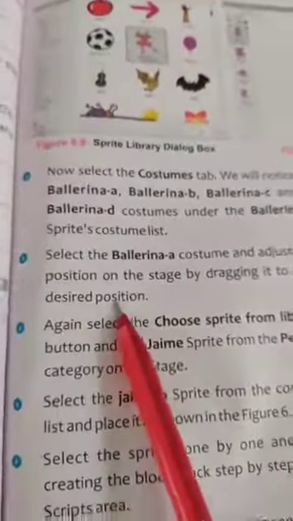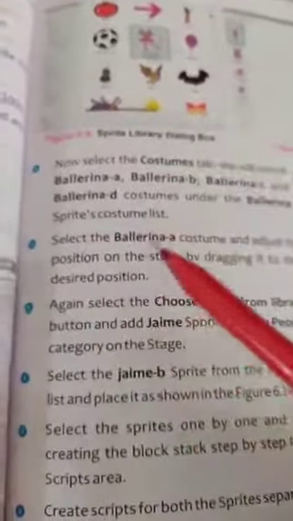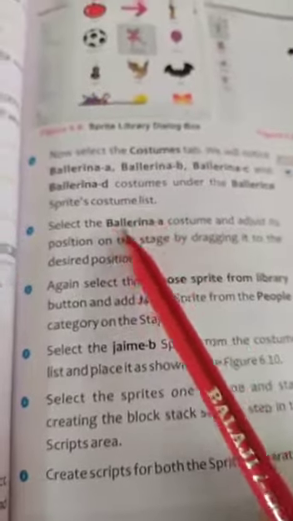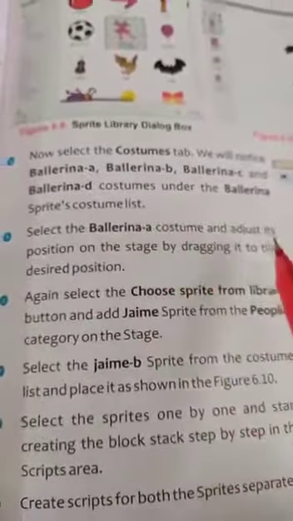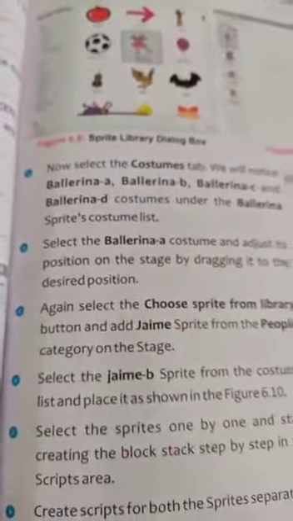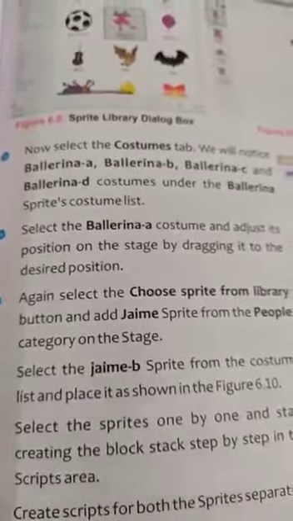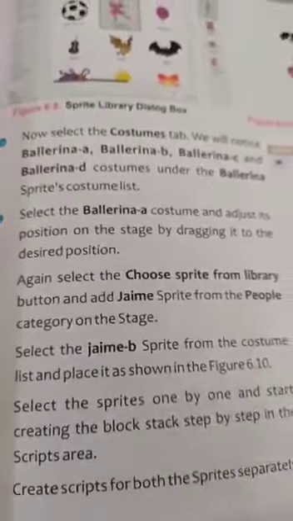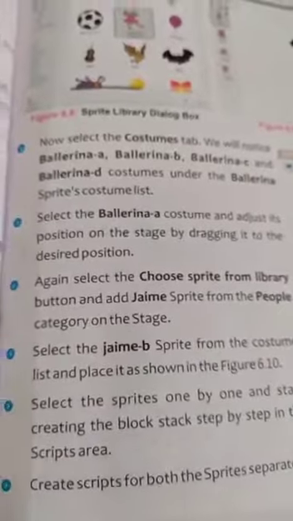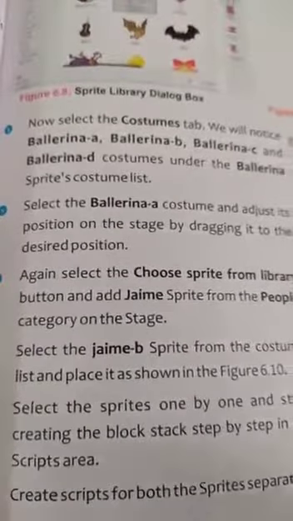Then select the ballerina A costume and adjust its position on the stage by dragging it to the desired position. So next step is to select the ballerina A costume and then adjust its position. In whichever position you want to display it on the stage in the project, simply adjust its position by dragging it to that particular location.